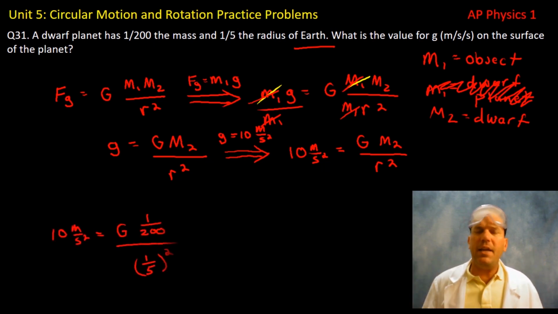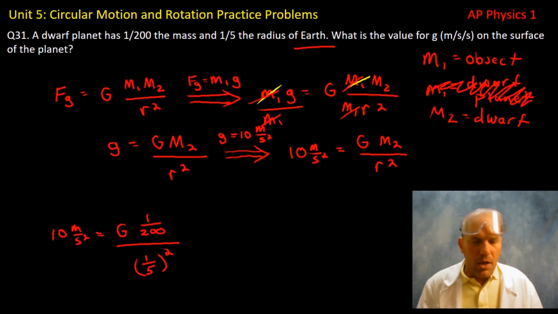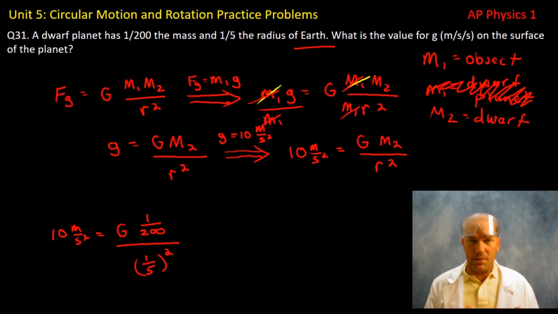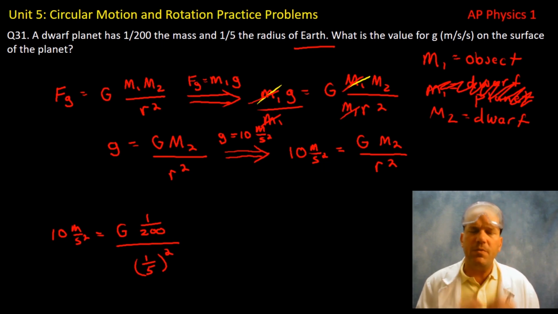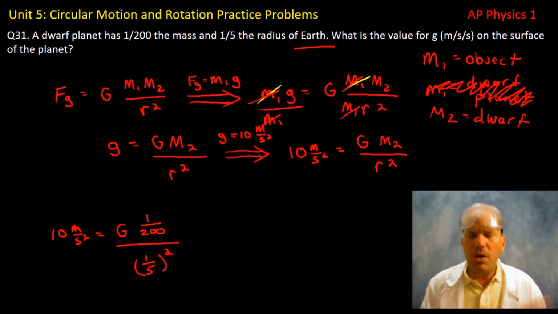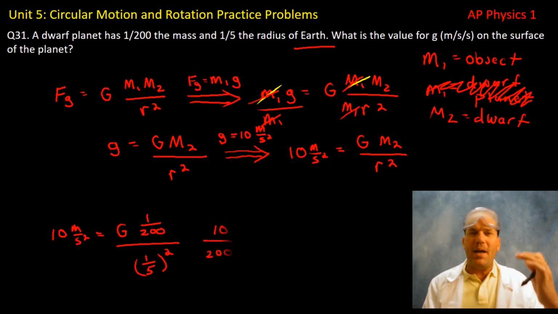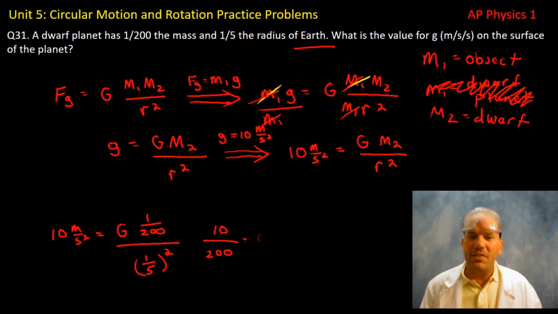So if we look at 10 meters per second squared, and now we say the mass is 1/200th. Okay, mass is directly proportional to little g in this case. So this dwarf planet is 1/200th, so it is very, very small compared to Earth. So we would expect that that would lead to a smaller value for little g. In fact, 1/200th of 10. So we're going to take 10 and divide it by 200. Then once we get that quantity, we're going to analyze the radius.